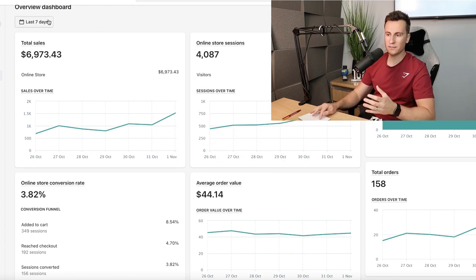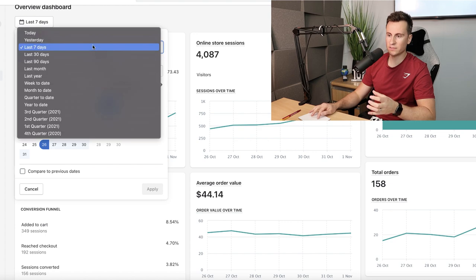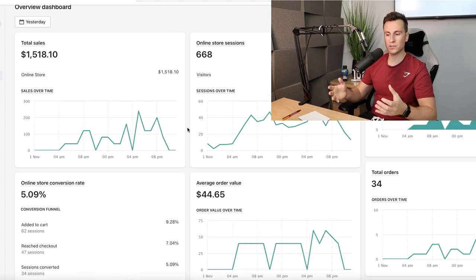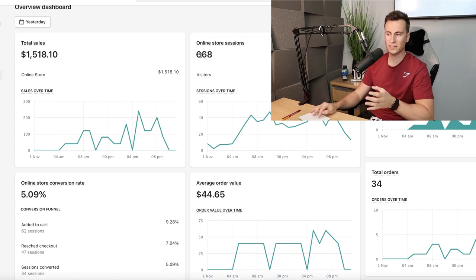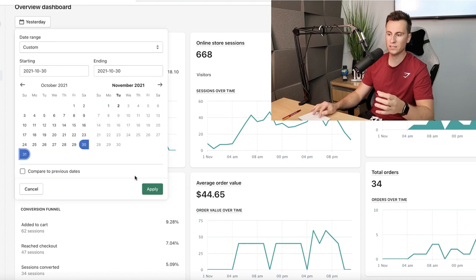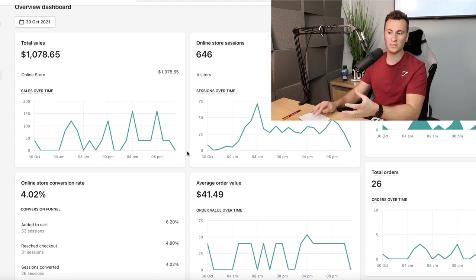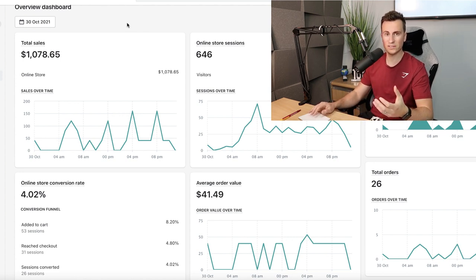So if we have a look at the individual breakdowns for the last couple of days, let's go for yesterday and apply this. We had our best conversion rate so far at 5%. Before we take a look at the day before, just keep in mind that number here. So 668 store sessions. If we go back to the day before and apply this, we can see the store sessions is pretty much the same. Only 40 different, give or take, but the conversion rate was 1% less, which was the difference between nearly $500 in sales.